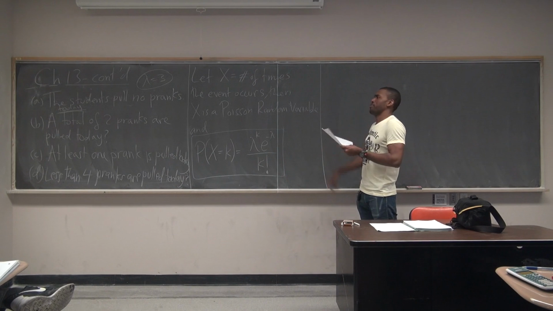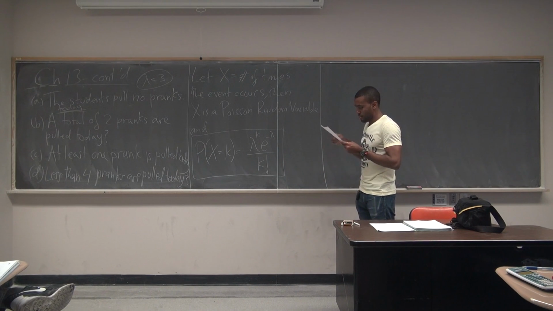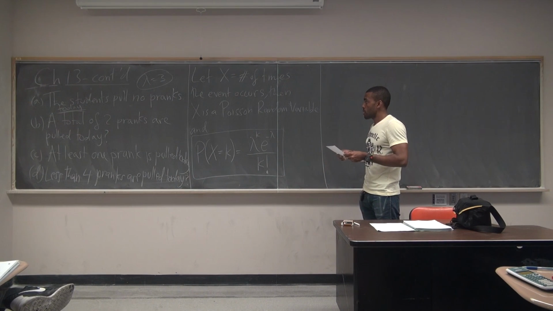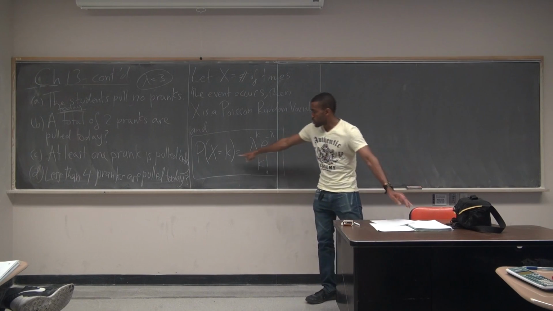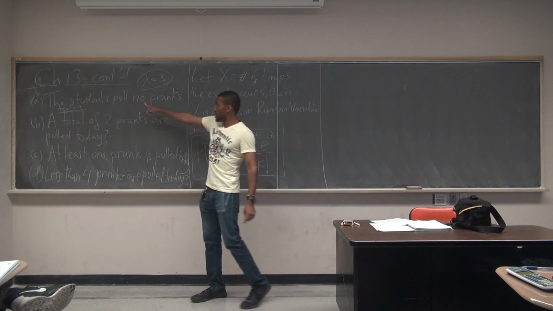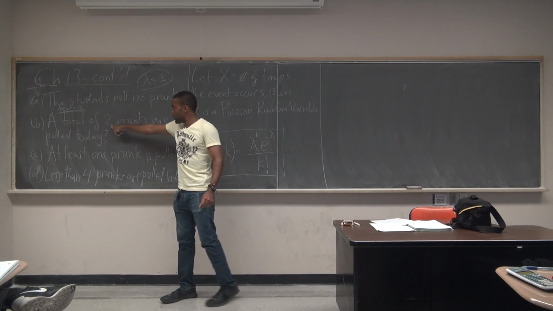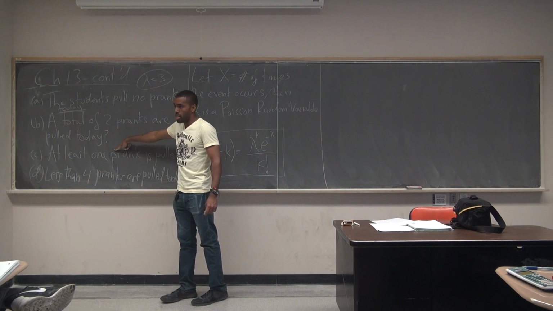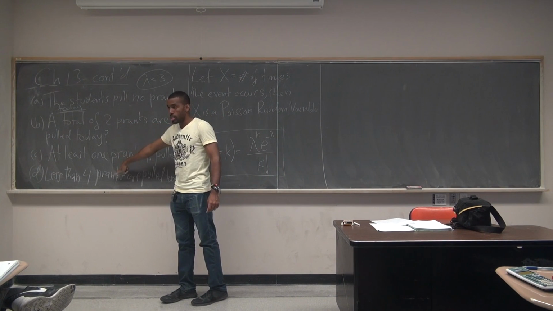So you should be confident about this. Okay, wait, hold on a second. What's k then, if lambda is 3? K is the number of times you're looking for it to happen. So in the first one, k is 0. K is 2. K is greater than or equal to 1. Or k is less than 4.